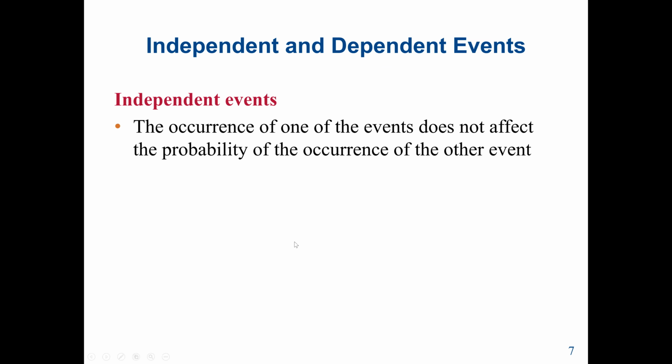For example, we'll be rolling a die. The die has 6 sides. It doesn't mean if I roll a die and I get 2, there's a chance that next I may have 6 or 5. So rolling a die is an independent event. Again, the occurrence of one of the events does not affect the probability of the occurrence of the other event.